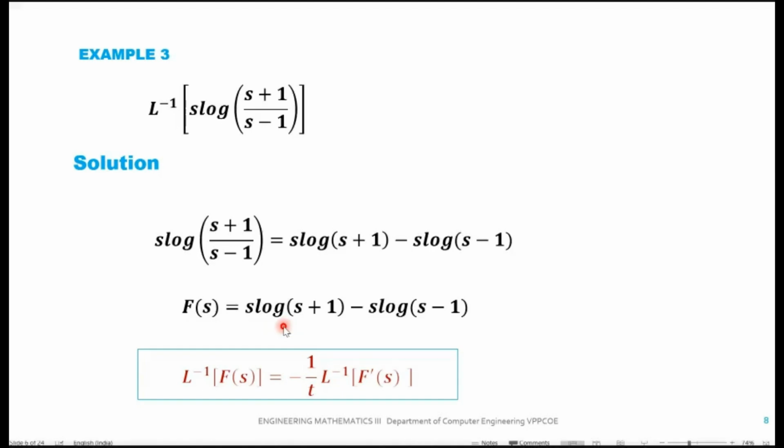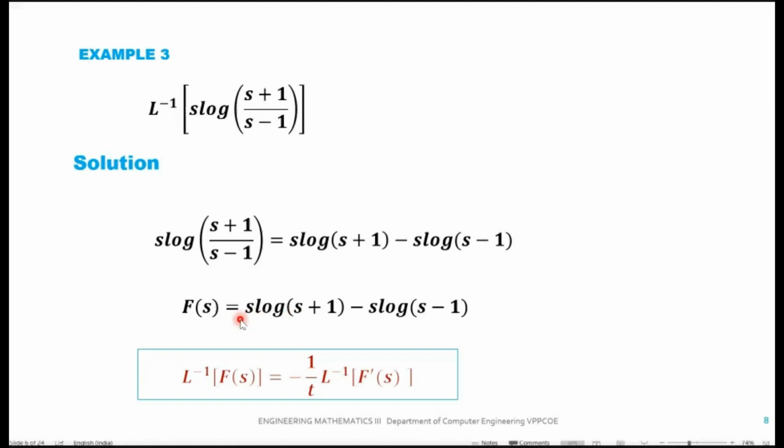What will be the derivative of s log s plus 1? Remember, we are differentiating with respect to s. s is not a constant, s is a variable. So when we have to differentiate s into log of s plus 1, s is also a function, log s plus 1 is another function. So we are having two functions now.